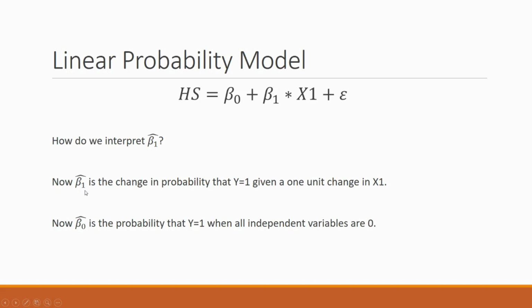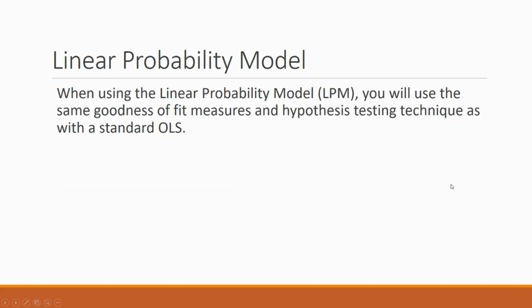Instead of beta 1 hat being a change in y given a change in x, beta 1 hat is a change in the probability given a change in x. A change in the probability that someone will be in the y equals 1 group, given a unit change in x. All right, so the biggest difference here is that with a linear probability model, we're changing the way that we interpret the coefficient. I'll illustrate this in Stata, and we'll talk about it more.